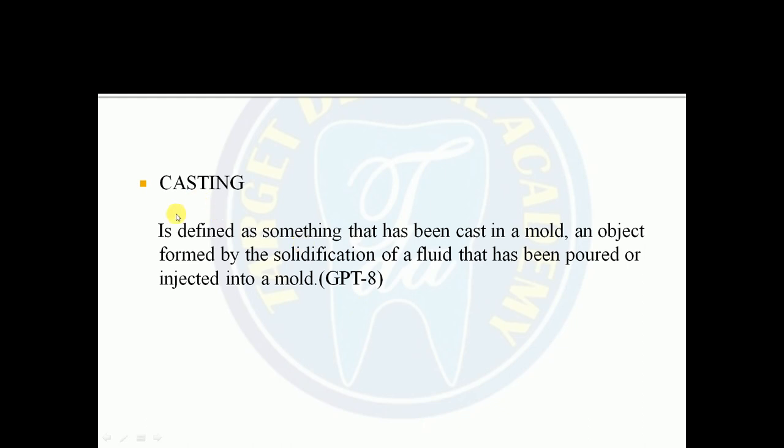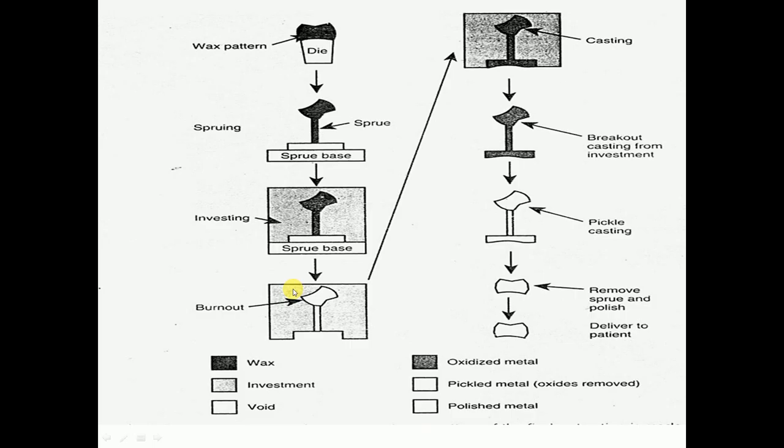Coming on to the casting, what is casting? It is defined as something that has been cast in a mold, an object formed by the solidification of a fluid that has been poured or injected into a mold. It is known as casting. So this is what a casting is.